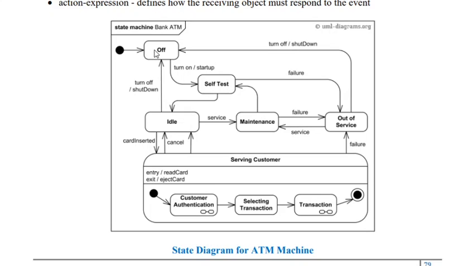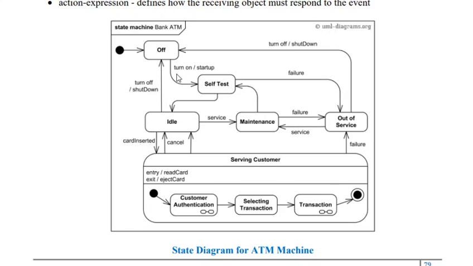Now just see here. Initially the ATM machine is in the off state. Once we turn on the ATM machine, it will go into the self-test state. Once the self-test is done, it will go into an idle state, anticipating the card to be entered. If the card is falsely entered, it will send a cancellation message. When in idle state, if the ATM machine is to be serviced, it will go into the maintenance state. Once it is maintained, it will go to the self-test state again, and the process repeats.